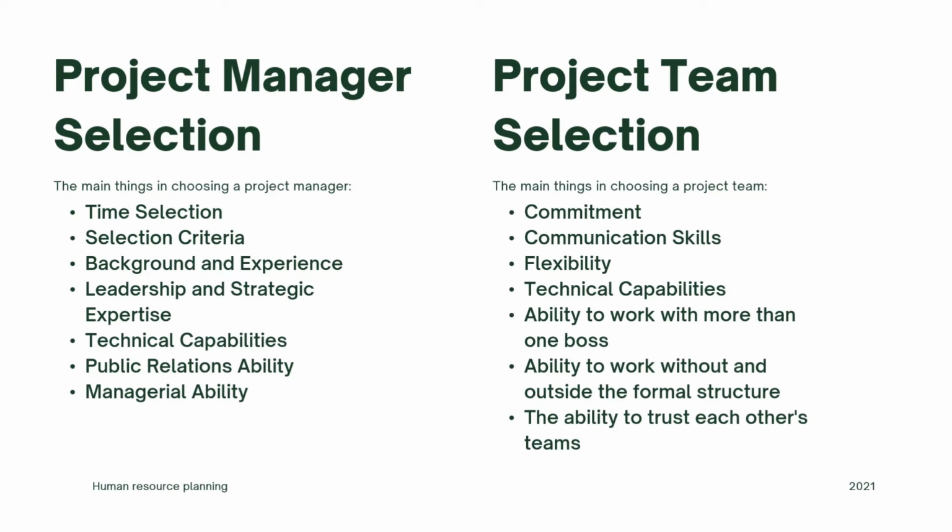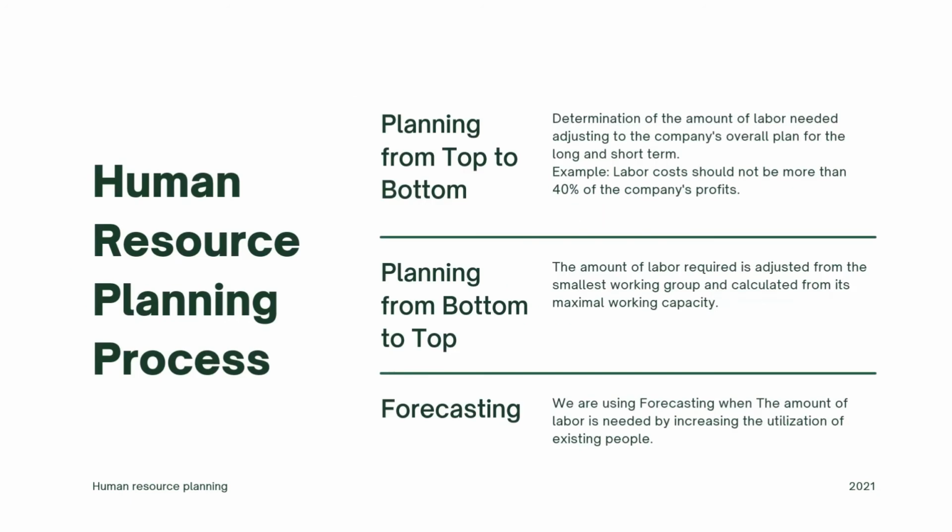Ability to work with more than one boss, because in a project team there are a lot of managers, for example finance manager, marketing manager, or human resource manager. So we need to have really good communication skill with them, and also the ability to work outside the formal structure, and also the ability to trust each other's teams, because we're working as a team here.